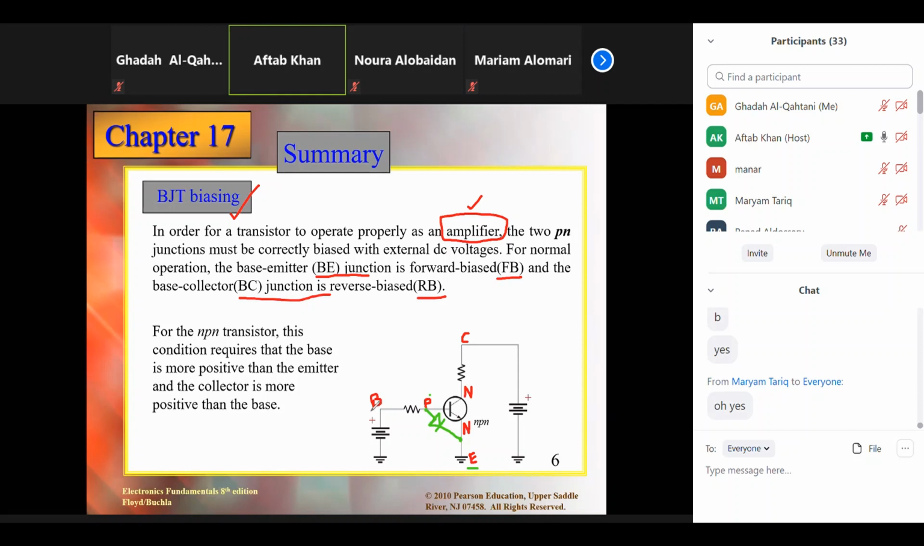Now, what is the condition for the base-emitter junction? This is base, this is emitter, and it should be in forward bias. You know the forward bias condition: base should be greater than emitter voltage. Am I right? Can you check how much voltage we are applying to the emitter now? It is connected to ground, so it is zero. If I apply a little positive voltage at the base, it will be in forward bias. So I am connecting a positive voltage here, it could be any voltage, for example 5 volts positive. Is it in forward bias? Yes, quickly it will be in forward bias.